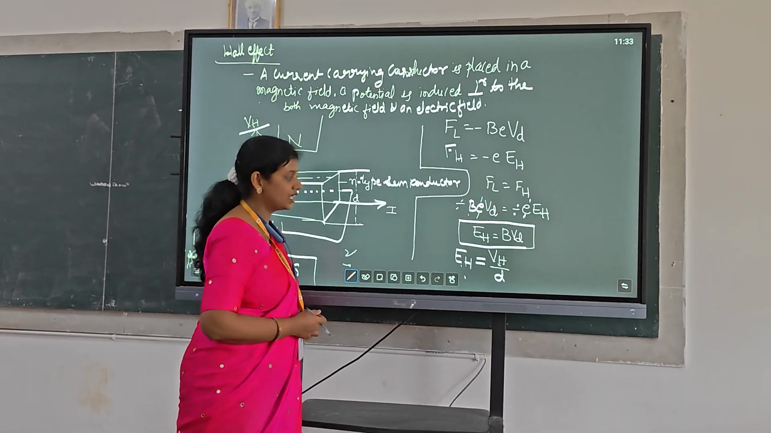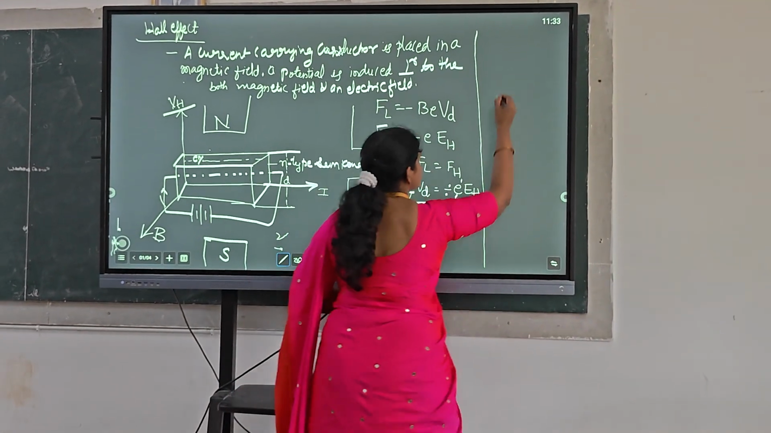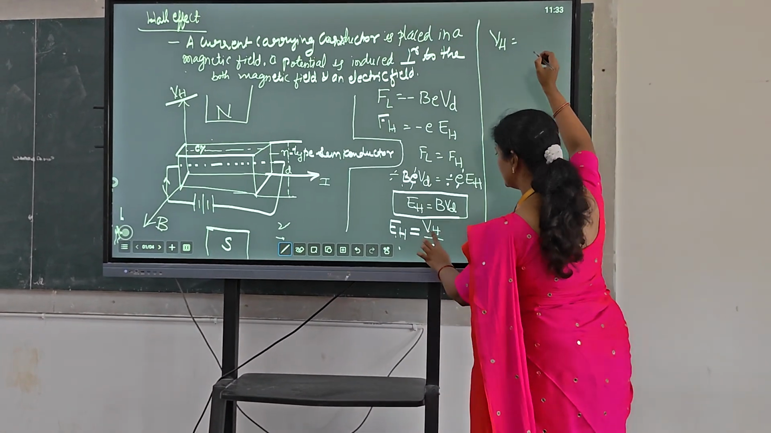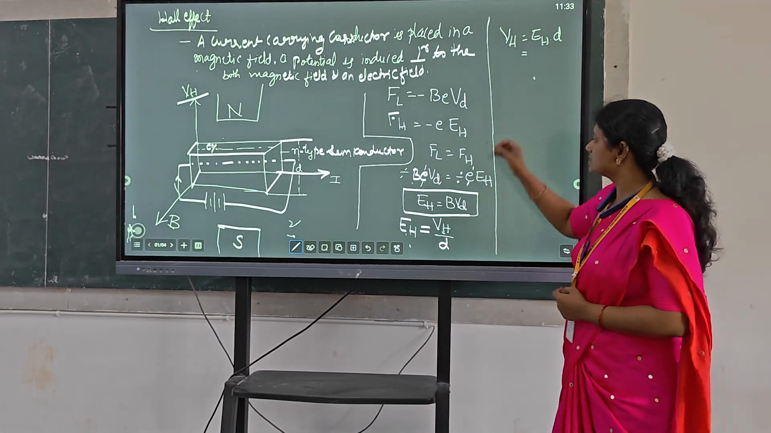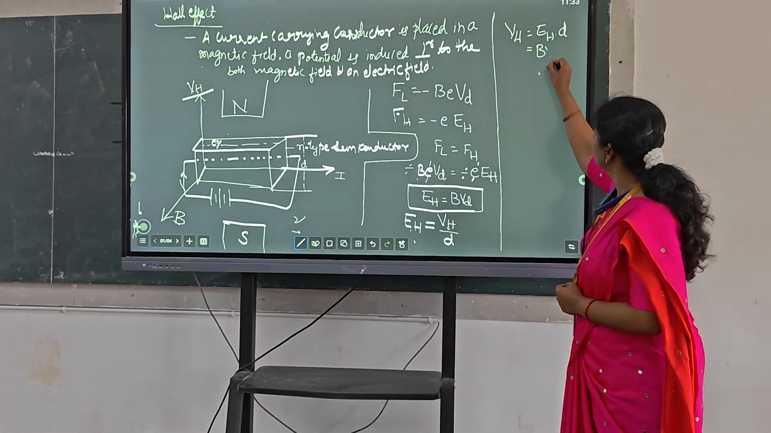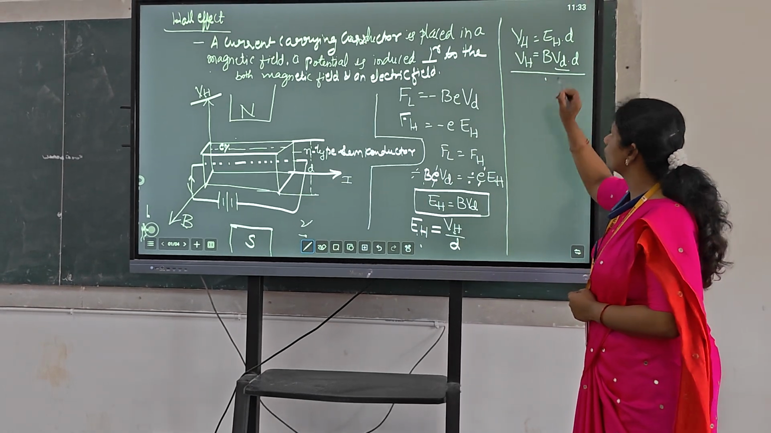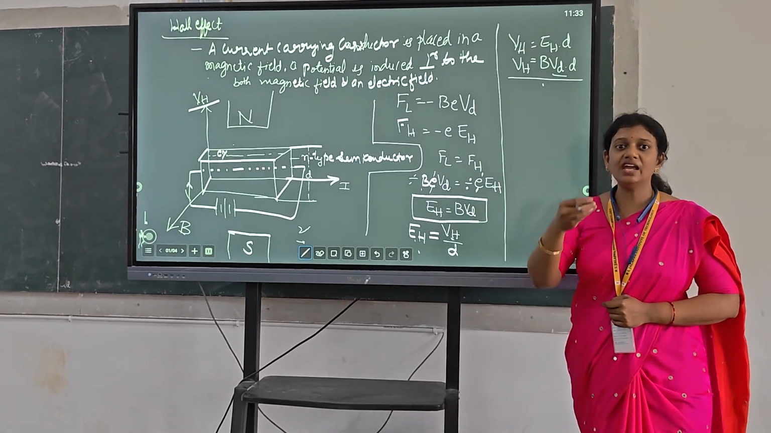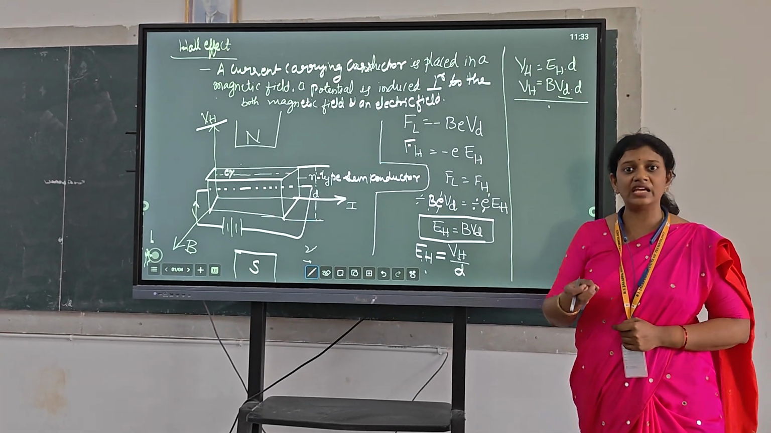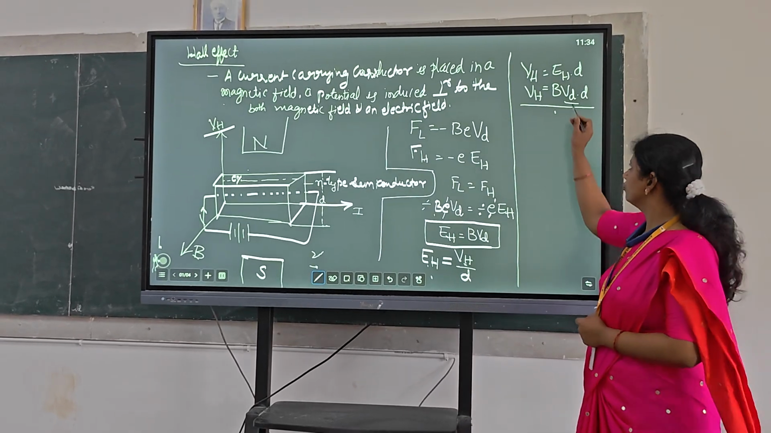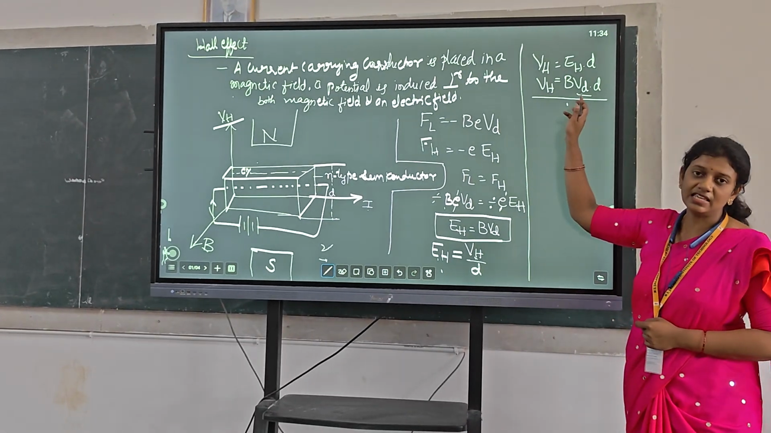So VH is equal to EH into d, and here EH is B into VD. VD, as we already know, is the drift velocity. The drift velocity exists when you apply an electric field or any energy to a conductor, and it increases for all types of conductor. So due to the applied electric field or energy, the drift velocity exists.